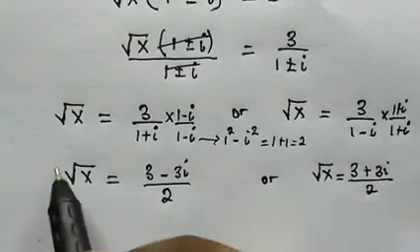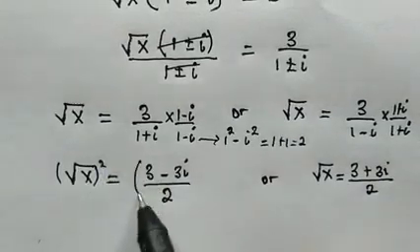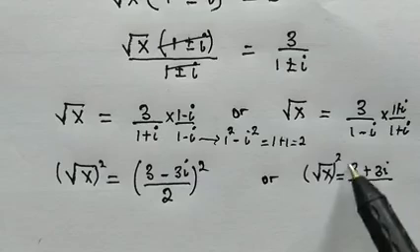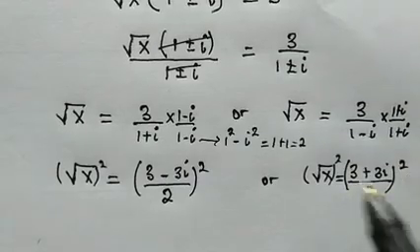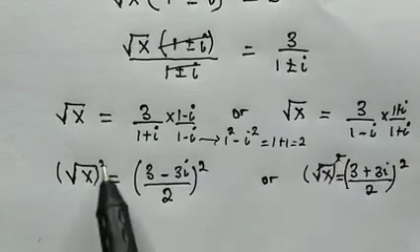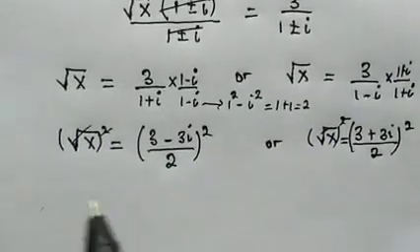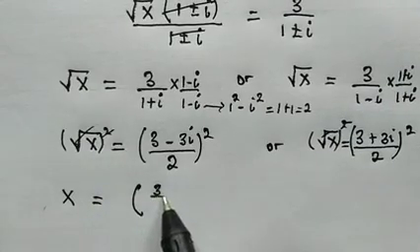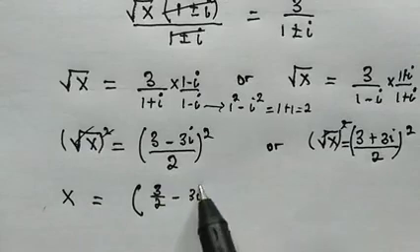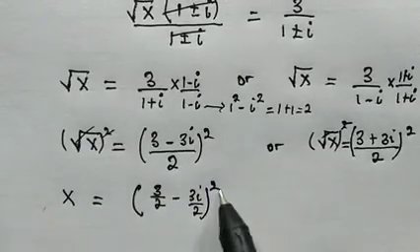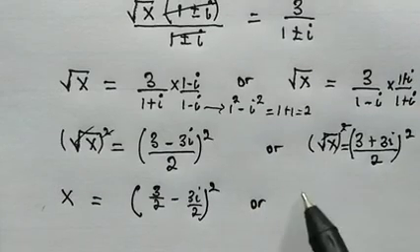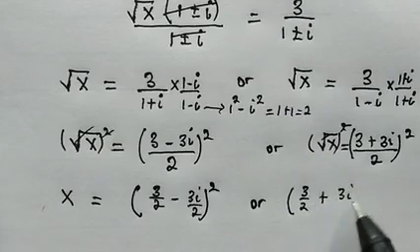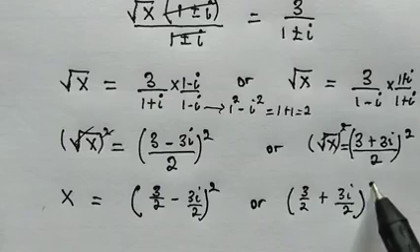So in our next step, to square both sides is the next thing to do. So square cancels square root, square cancels square root. So we have x is equal to, if you split that denominator, we'll get 3 over 2 minus 3i over 2 squared. Or here, 3 over 2 plus 3i over 2 squared.